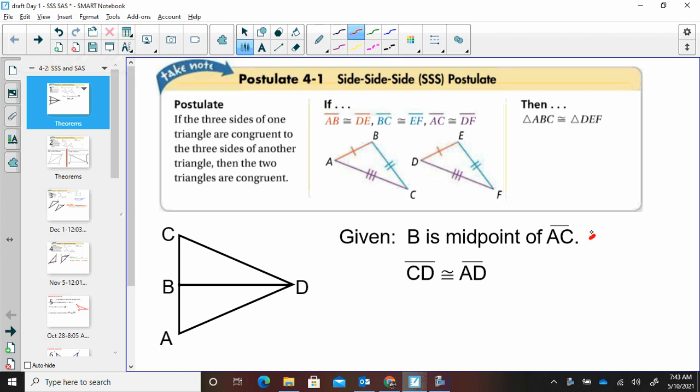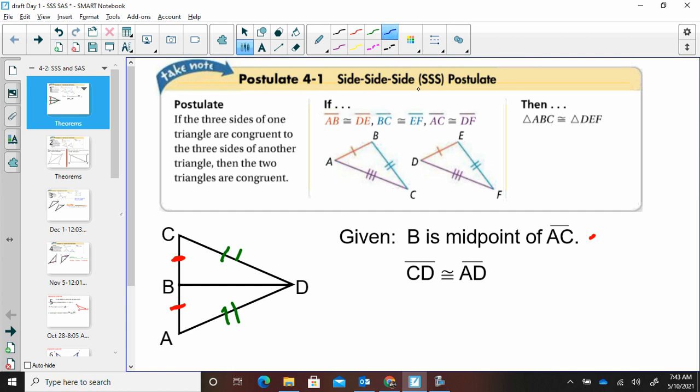First, we are given B is the midpoint of AC. Well, that gives me those two things are congruent, right? By the definition of a midpoint. Then we have CD and AD are the same. Okay. Do I have a third side?